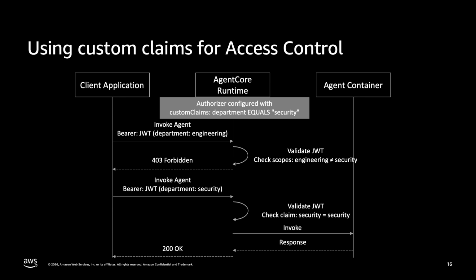Same IDP, same authentication flow, but different access based on who the user is, not just what client they are using. That's a complete picture of how AgentCore Identity secures your agent using OAuth 2.0. You configure who's allowed to call your agent, and at runtime, every request is validated before execution.